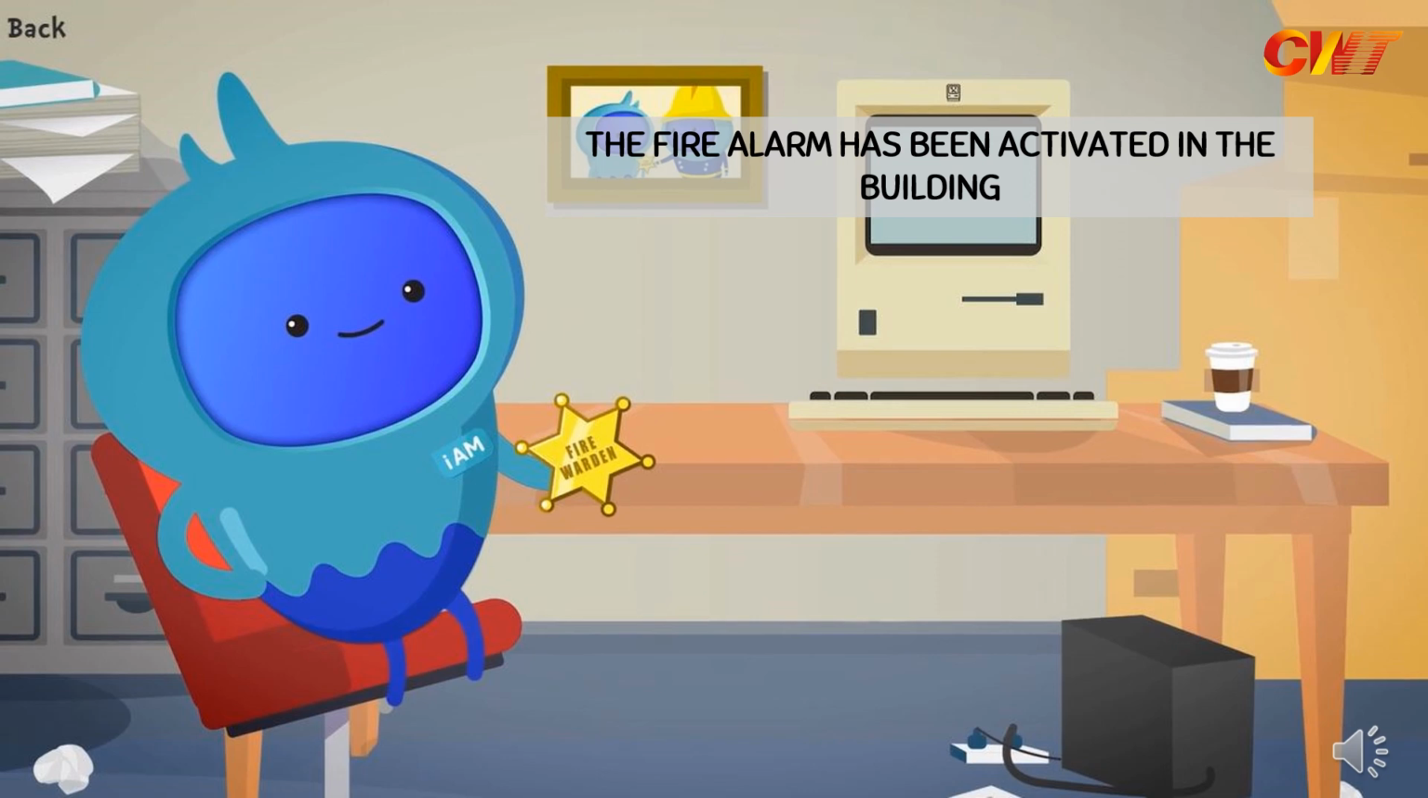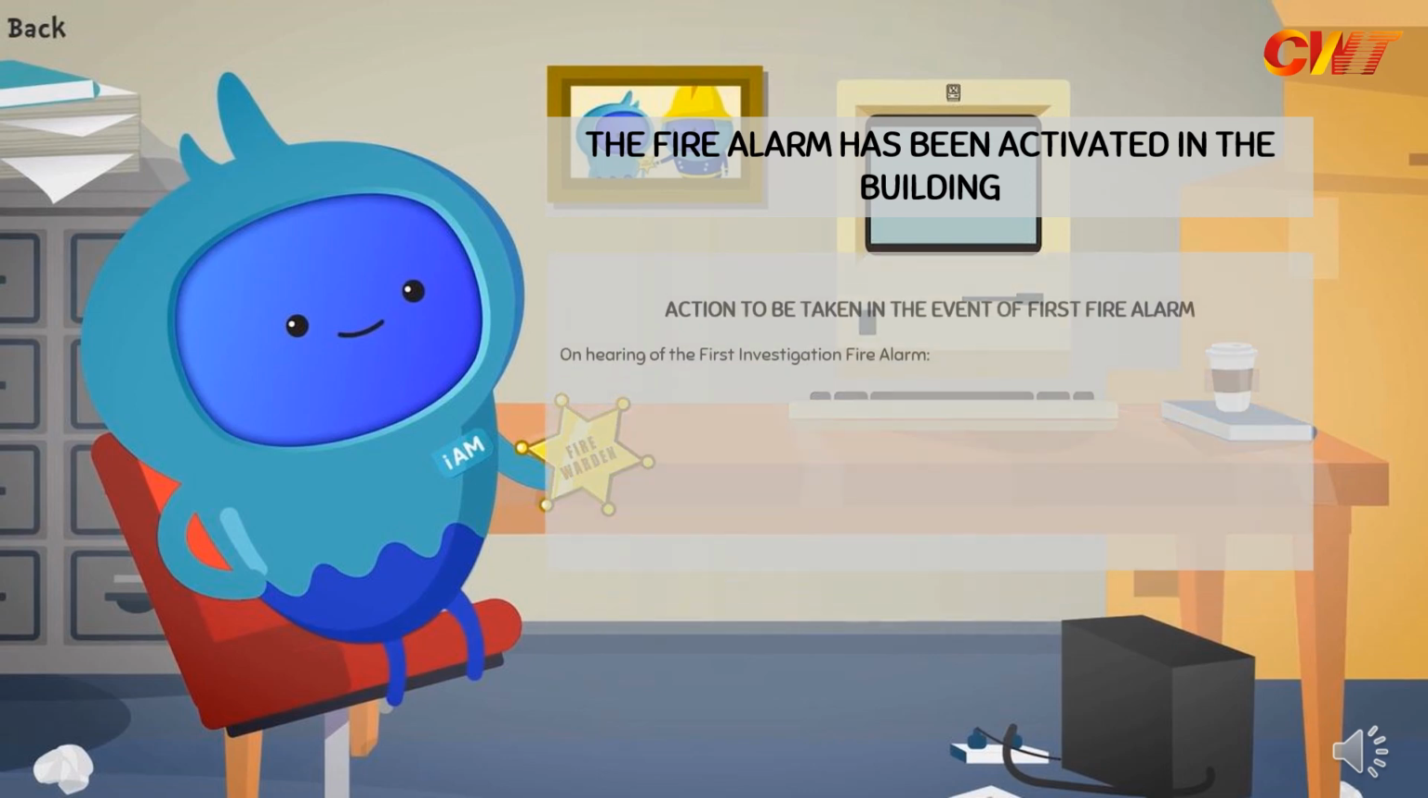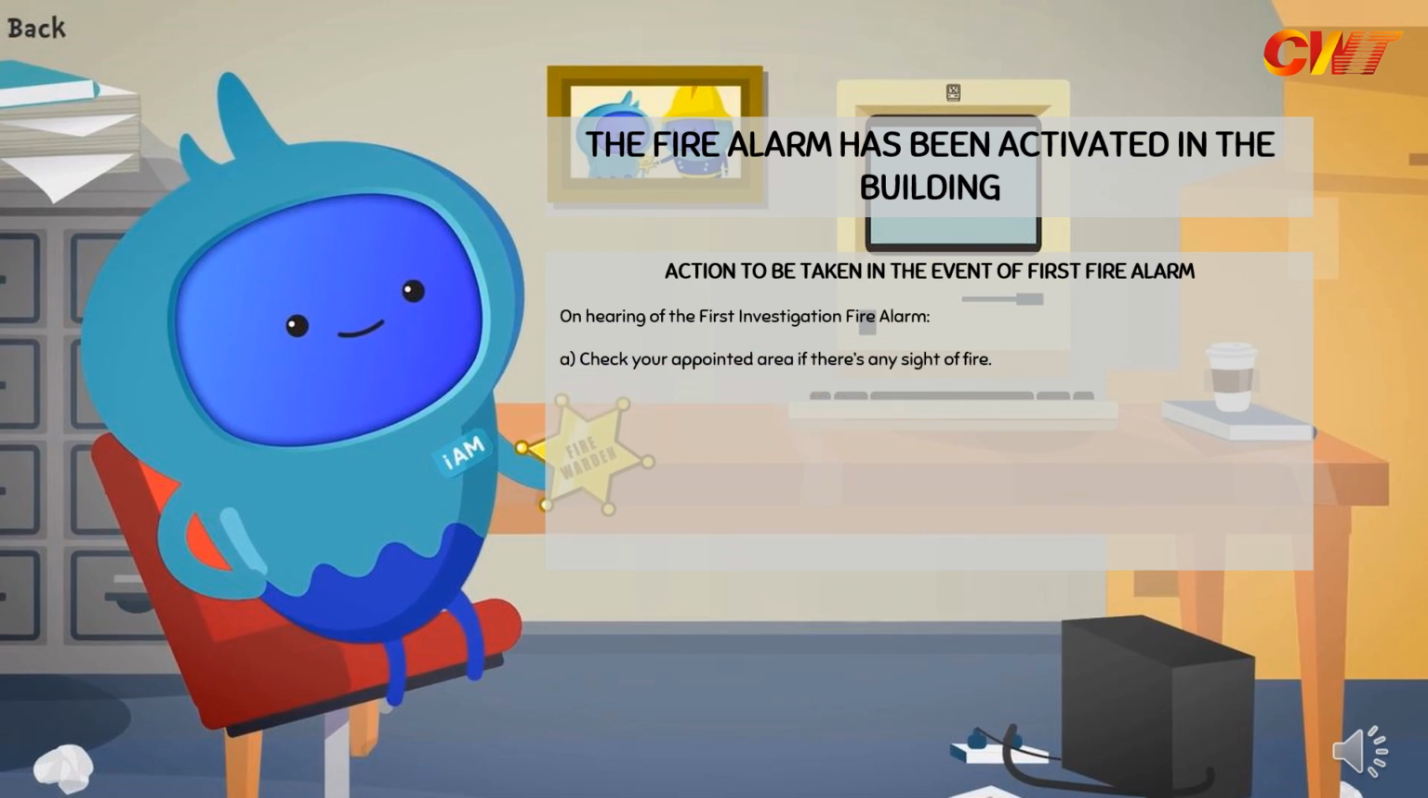So, you are the fire warden. Upon the first fire alarm, we will require your assistance for the following. This is very important. Check your appointed area if there's any sign of fire. Stand by for a call or WhatsApp from the FCC. If there's no update, do stand by for the next instruction. From the PA system, and do not keep calling us about what's happening as we are investigating.